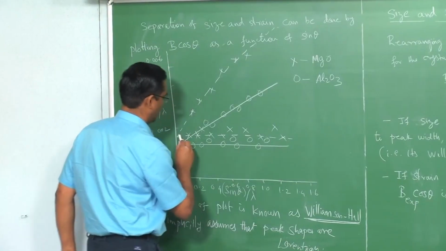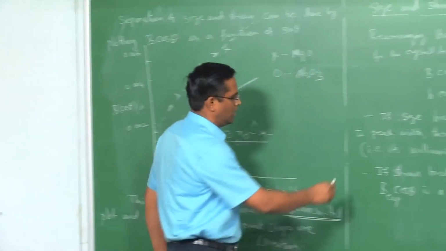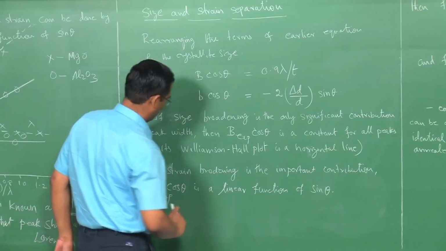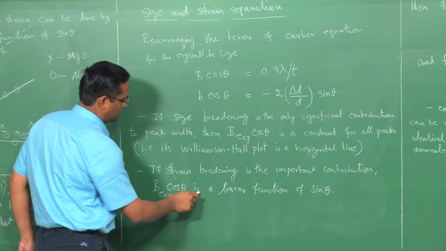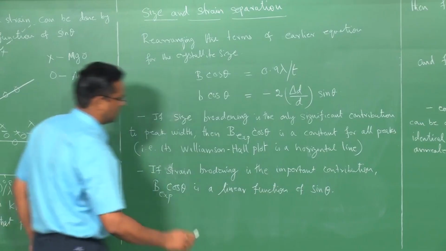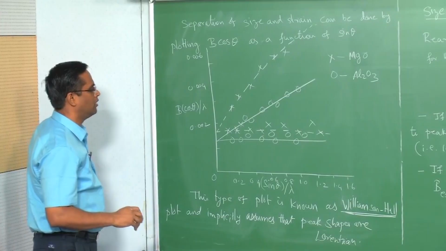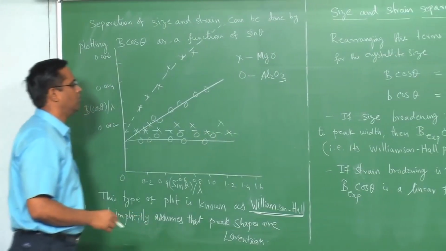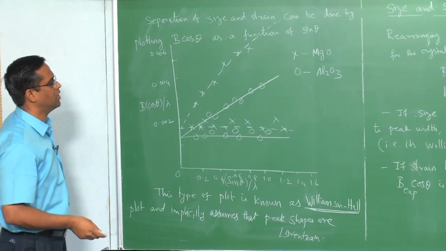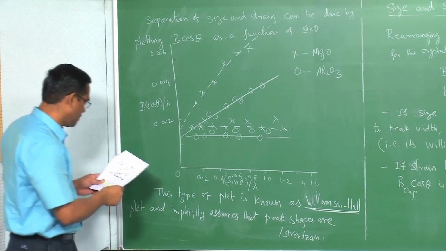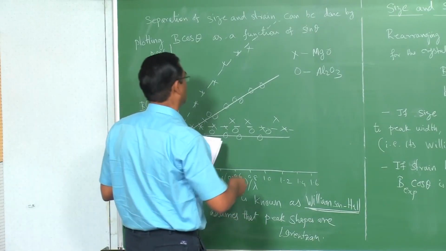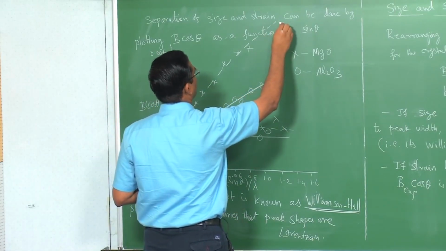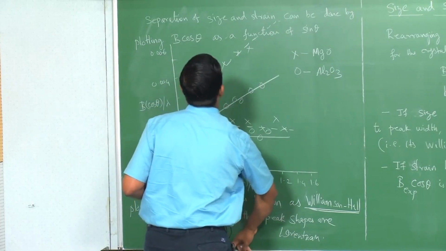So, like this, you have a straight line, and if the strain broadening is the important contribution, then b cos theta is a linear function of sin theta. So, like this. What you have here are the data points plotted for magnesium oxide, magnesia, and this is for alumina. So, now we can see this portion, let me erase this.